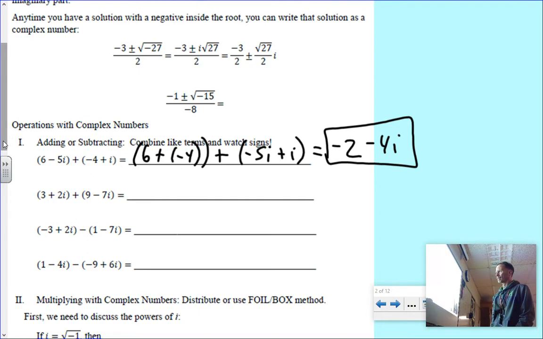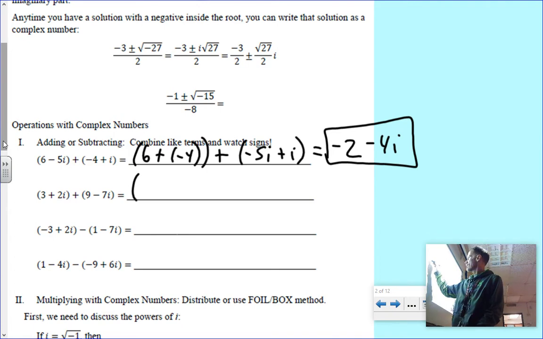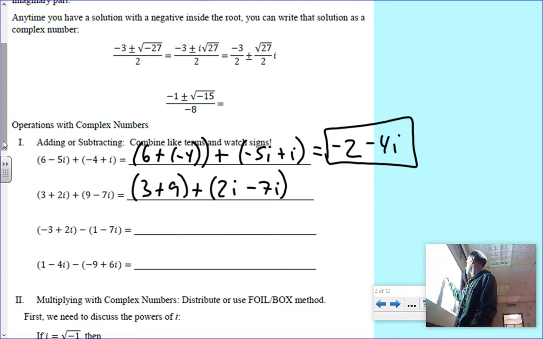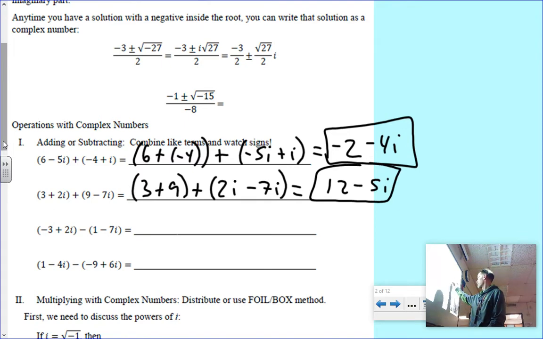How about the second one? Again, we just combine the constants, 3 plus 9, and then combine the imaginary parts. And again, don't forget, be mindful of your arithmetic. So that's going to be 12 minus 5i. And that's all you're going to do for your answer.